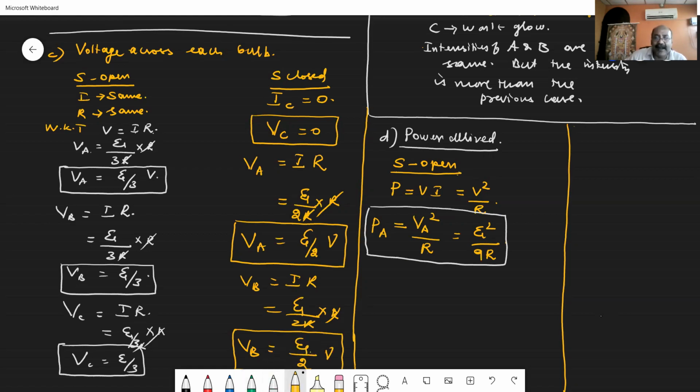Similarly, I can calculate the power delivered across bulb B. That is VB square divided by R. See the previous case. What is VB? The voltage across B is E by 3.